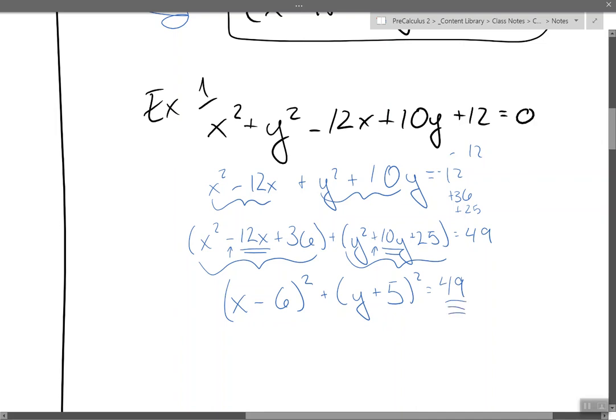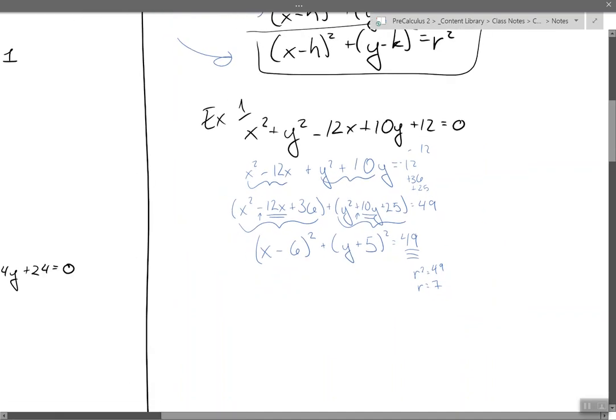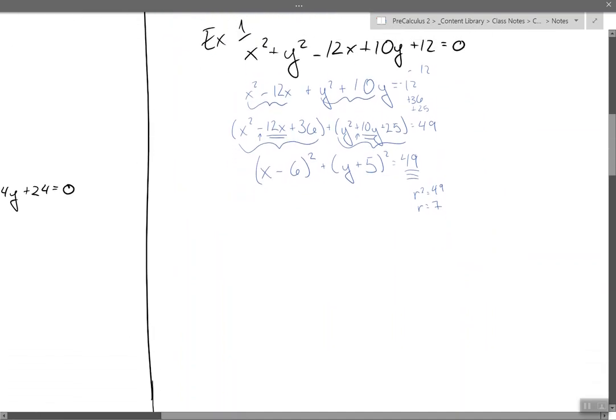49 is the radius squared. So when we go to graph these, it's not going to have a radius of 49. That would be an absolutely massive circle, and that's not what we're after here. So radius squared is 49, so radius is 7. Very important to remember to take that square root for your radius part.